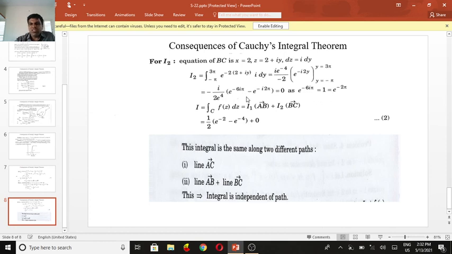So the total is 0. That is, the integral over C of f(z) dz equals I1 of line AB plus I2 of BC. The total value is 1/2 times (e^(-2) minus e^(-4)) plus 0. So this is the value of that.